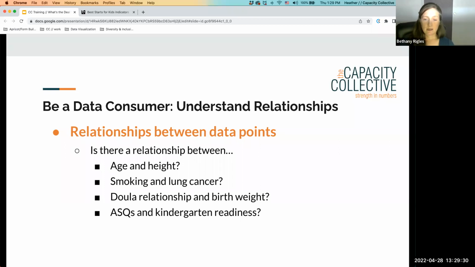So as a good data consumer, it's also important to understand the relationship between data points. There are some relationships you might see out there, like between age and height. As you get older, you will likely get taller. If you smoke, you are more likely to develop lung cancer. If you have a good relationship with your doula while you're pregnant, you might see improved birth weight of your baby. If your ASQ, your Ages and Stages Questionnaire scores, improve, you're more likely to be ready for kindergarten, and so on.